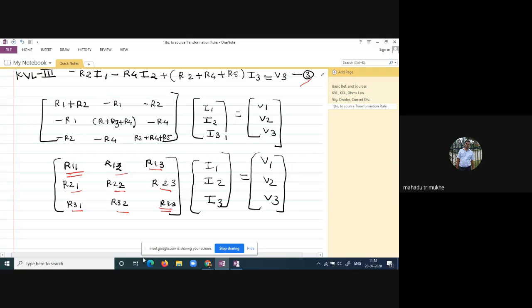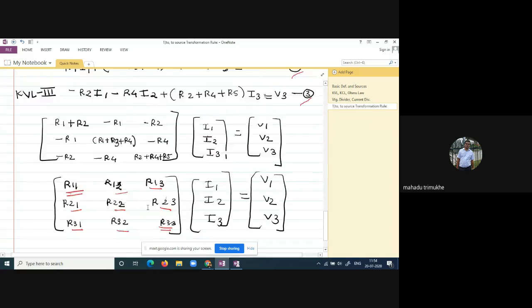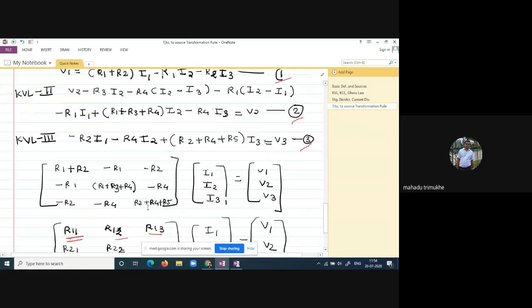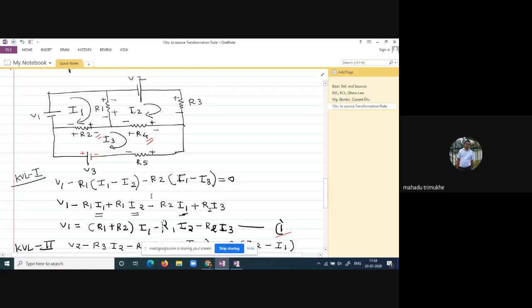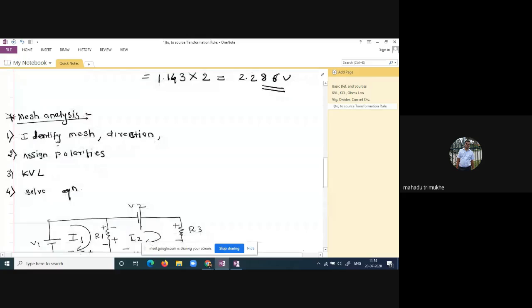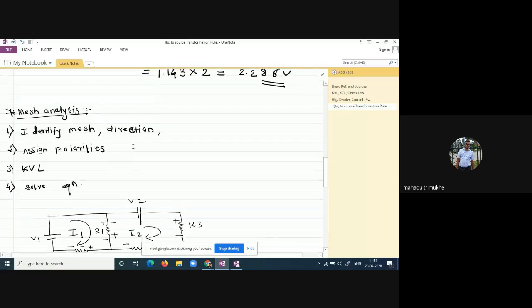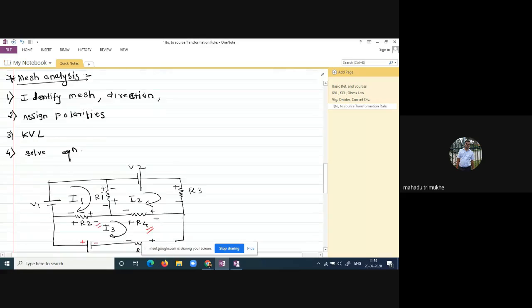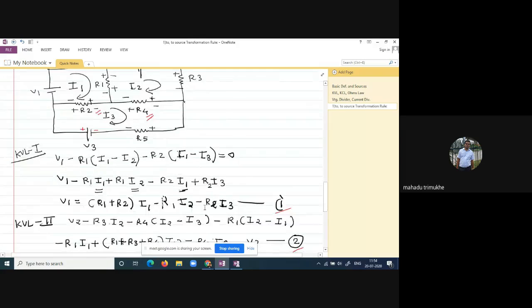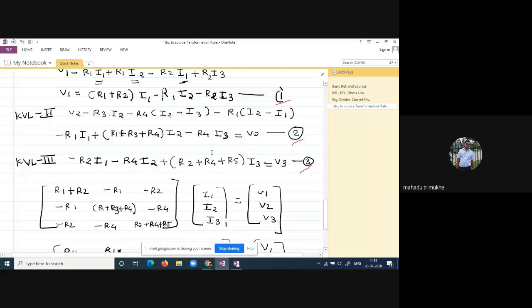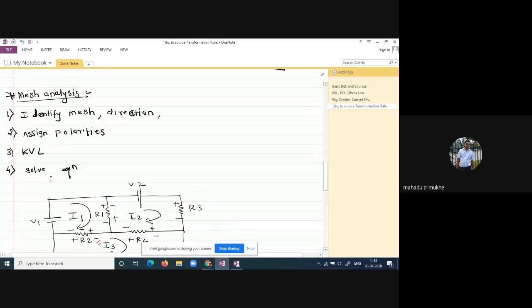That way, in the general form, you have to get it. I hope you understood the mesh analysis. The same things we have to apply: we identify the meshes, then apply the directions, then assign the polarity, then apply KVL, and whatever equations you get in I1, I2, I3, we have to solve simultaneously.